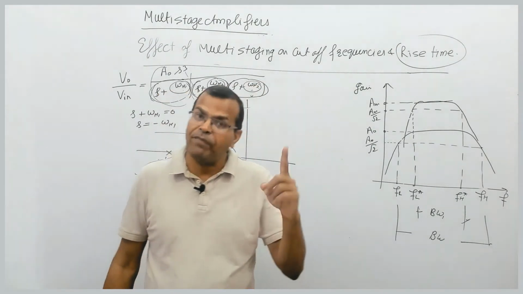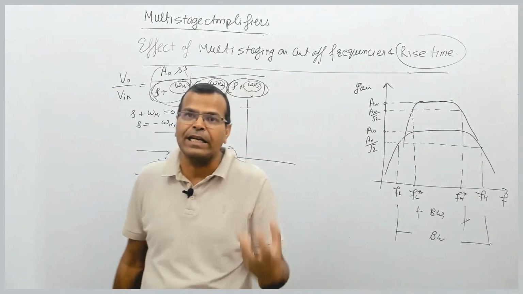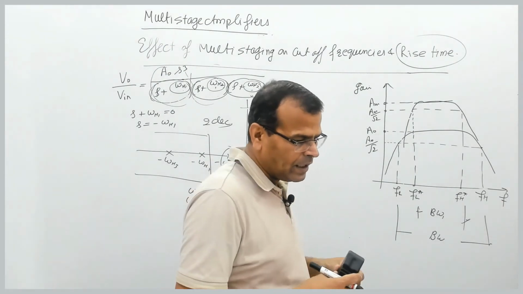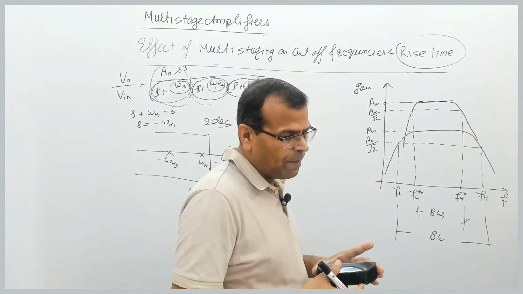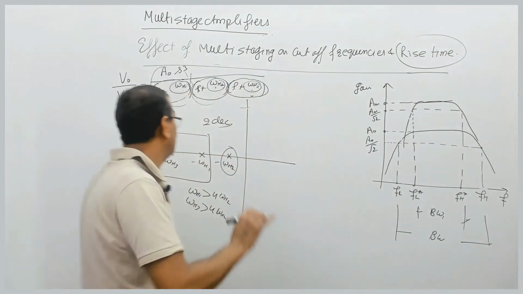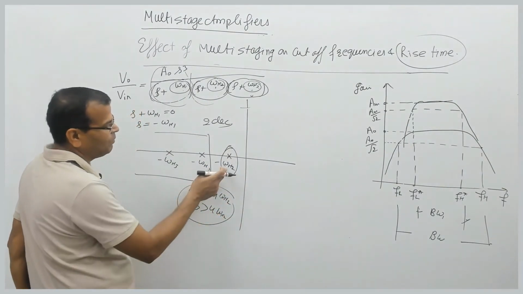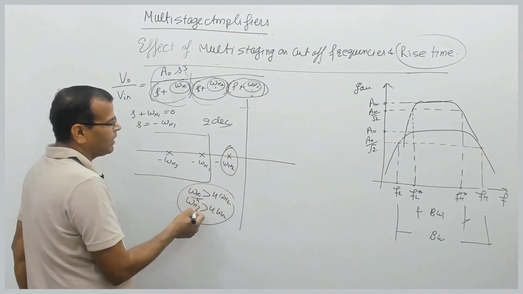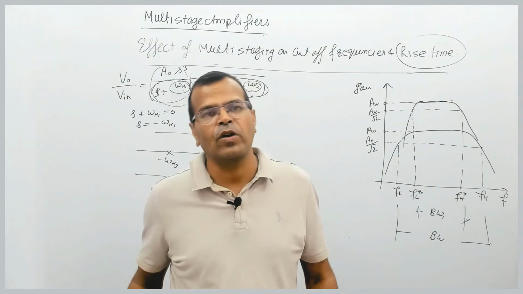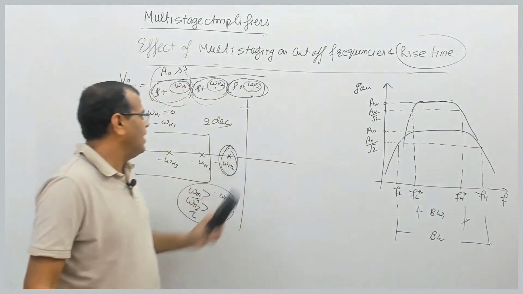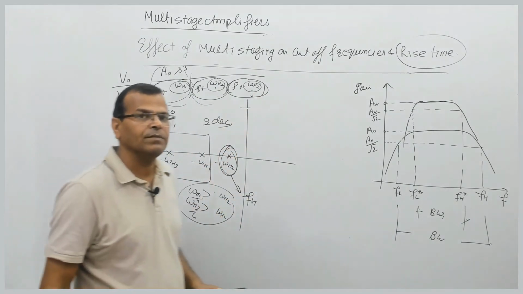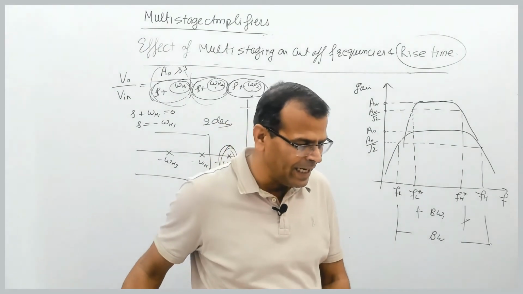So decade means by a factor of 4. A factor of 4 is called a decade. Now let us talk about the dominant pole, which will give me the overall cutoff frequency. If this pole is at least less by a factor of 4 in comparison to this, then this is called the dominant pole. So the overall cutoff frequency of a multi-stage amplifier is equal to this dominant pole. This will give me the overall upper cutoff frequency. Fine. I hope it is clear now.